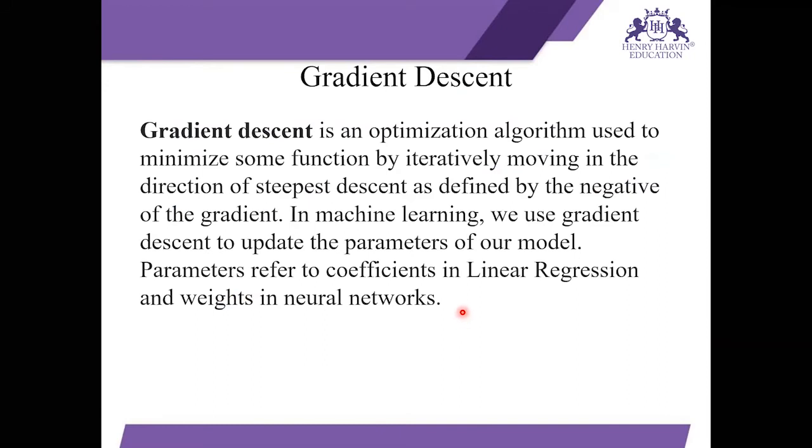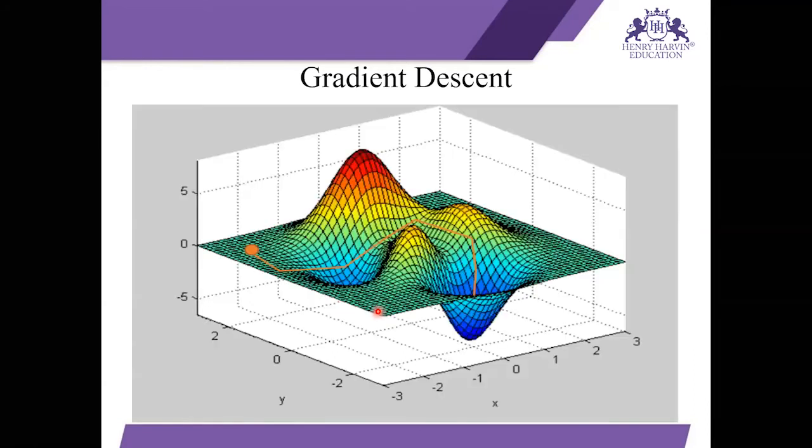So gradient descent is an optimization algorithm used to minimize some function by iteratively moving in the direction of steepest descent as defined by the negative of the gradient. So in machine learning, we use gradient descent to update the parameters of our model. What are parameters? Parameters are coefficients in linear regression. In neural networks, they are called weights. So this is the visual representation of gradient descent. You can have a look at it.